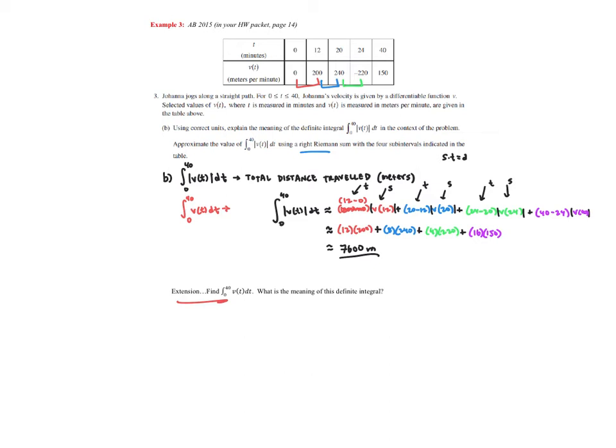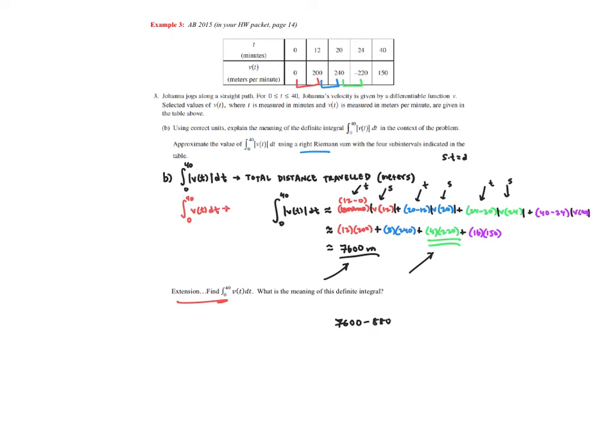Okay, so an extension on this says to find the integral from 0 to 40 of v of t dt. What is the meaning of this integral? So let's say we had worked with what we had up here. Of course, our third term would be negative, so our value would be less than 7,600. It'd actually be 880 less than 7,600. So we would take this minus 880, and really what does that represent?